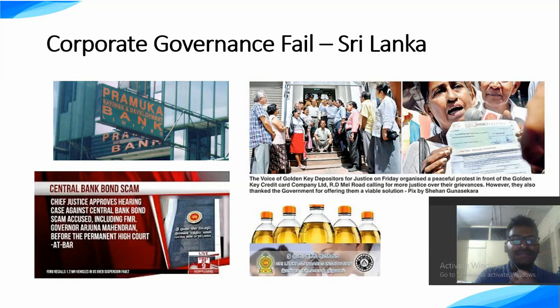Because of this corporate governance failure, all these scams, the bond scam, happened in Sri Lanka. If they had a better corporate governance structure, or at least the people with the governance authority had acted in the best interest of the company and the public at large, this would not have happened. So now it has happened.